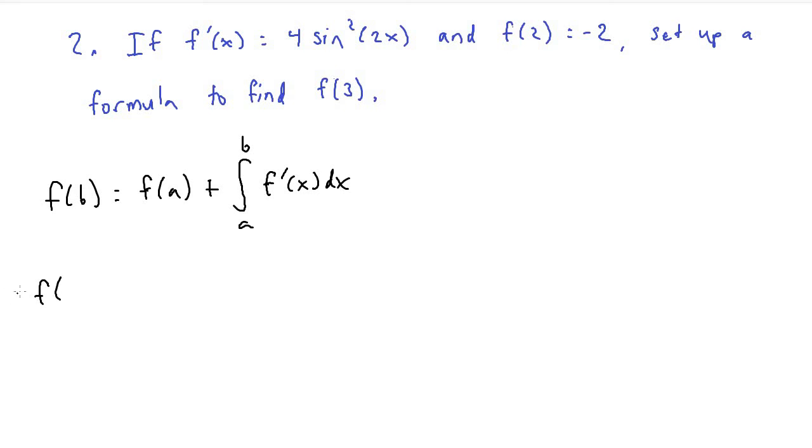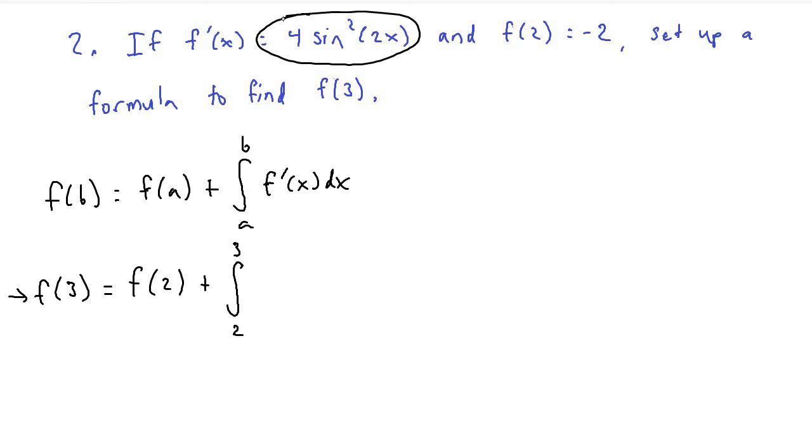So we're going to write f of 3 on the left side of the equal sign. Then f of a is our defined value. We are already given that f of 2 is equal to negative 2. So f of 3 is going to be equal to f of 2 plus the integral from a to b, and our x values are from 2 to 3. So we're going from 2 to 3 of f prime of x, and f prime of x is 4 sine squared of 2x.